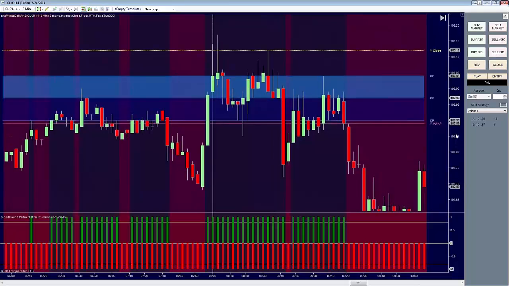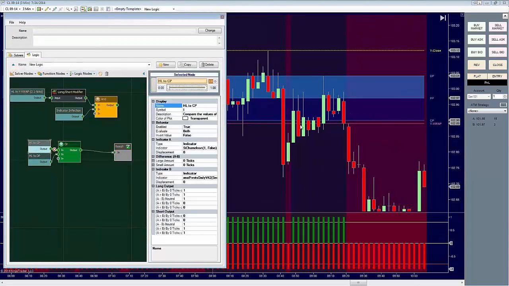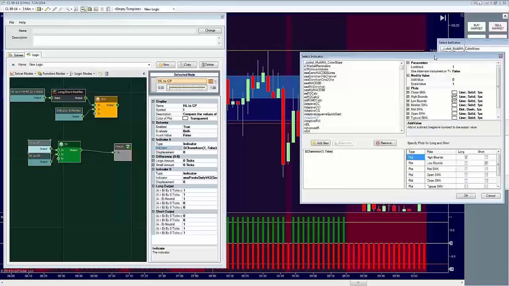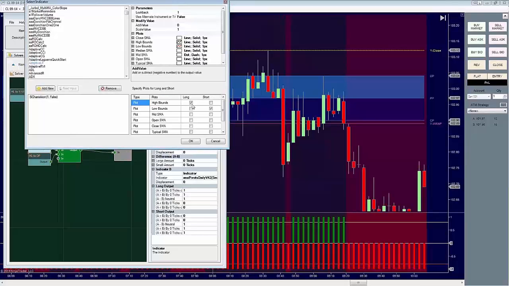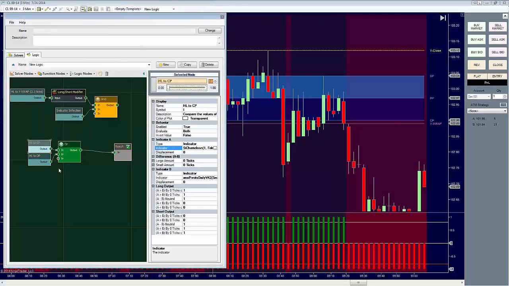I use that OR node because, remember, in this condition for the central pivot, if the high is above it, that's a long, and if the low is below it, that's a short. So we're really only getting both long and short signals on the same bar if the bar is touching or straddling that central pivot. Any bar that is above it, remember, we're getting a long signal. Okay, so let me just connect this one by itself.